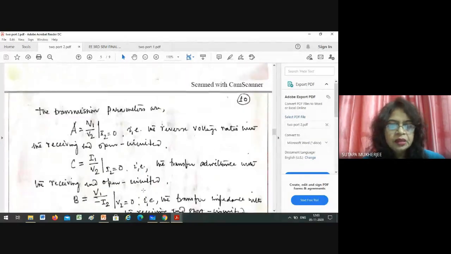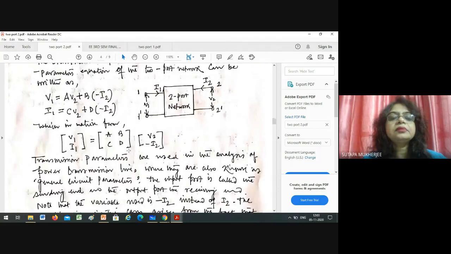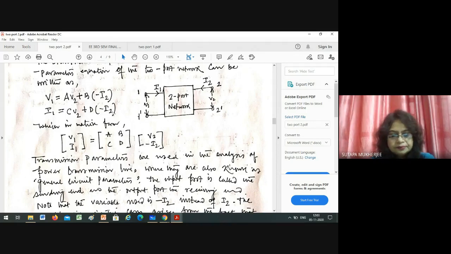Okay. Now come to parameter identification, the transmission parameters. The first parameter was what? A parameter. So definitely what will be A? Write this down and tell me what the ABCD parameters will be. Just write down this equation and tell me what the ABCD parameters will be, just mathematically.